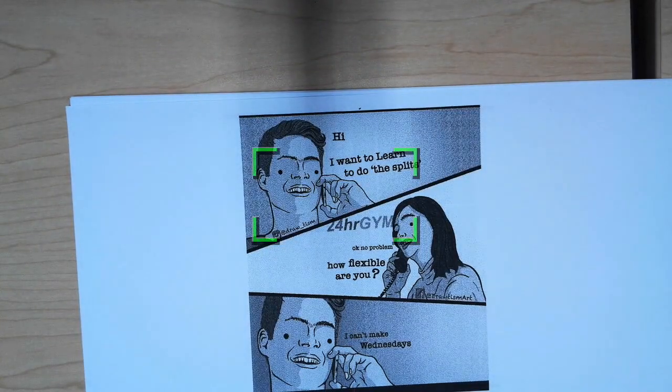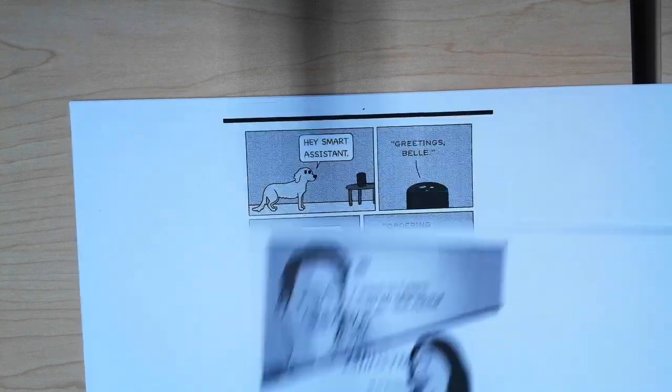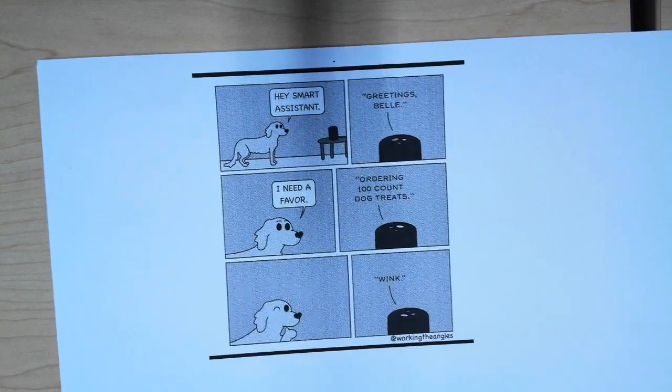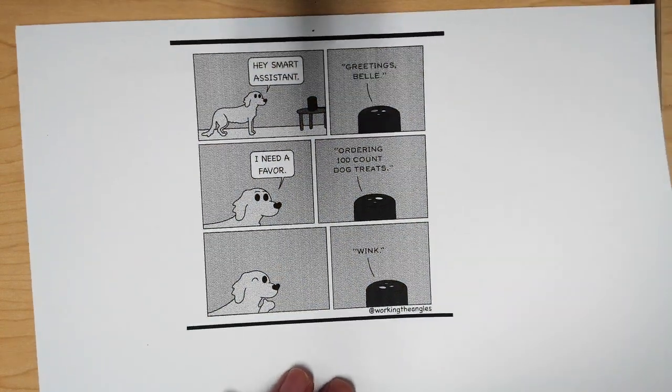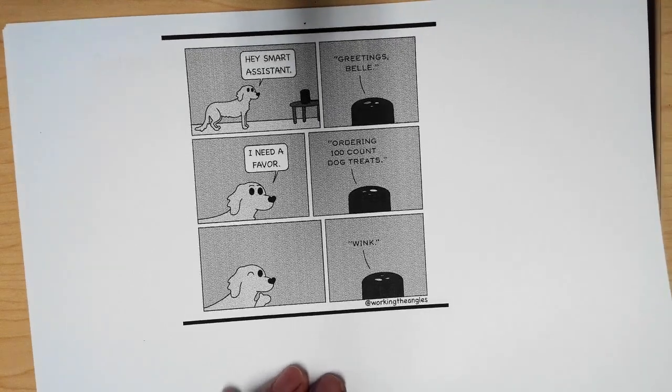Some jokes. Hi, I want to learn the splits. How flexible are you? I can't make Wednesdays. Hey, smart assistant. Greetings, Belle. I need a favor. Ordering 100 counts of dog treats. Wink, wink.